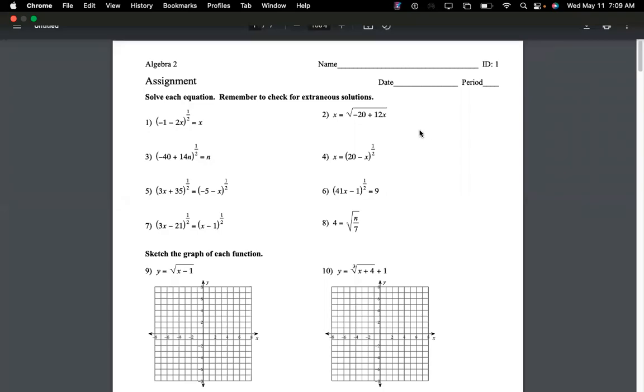Okay, let's start with number 1. Just as a side note, your final exam is going to be 20 questions. They are going to be multiple choice / multi-select. So just keep that in mind as you're preparing for your final exam.